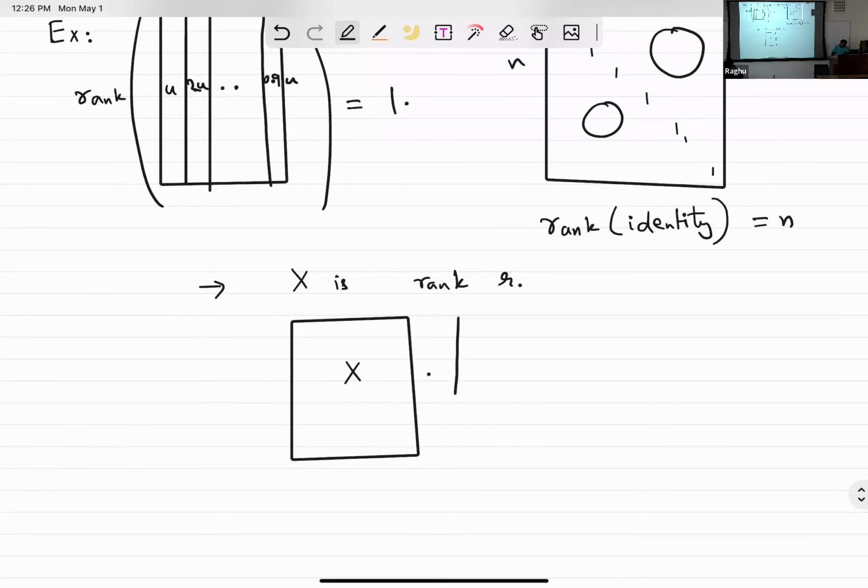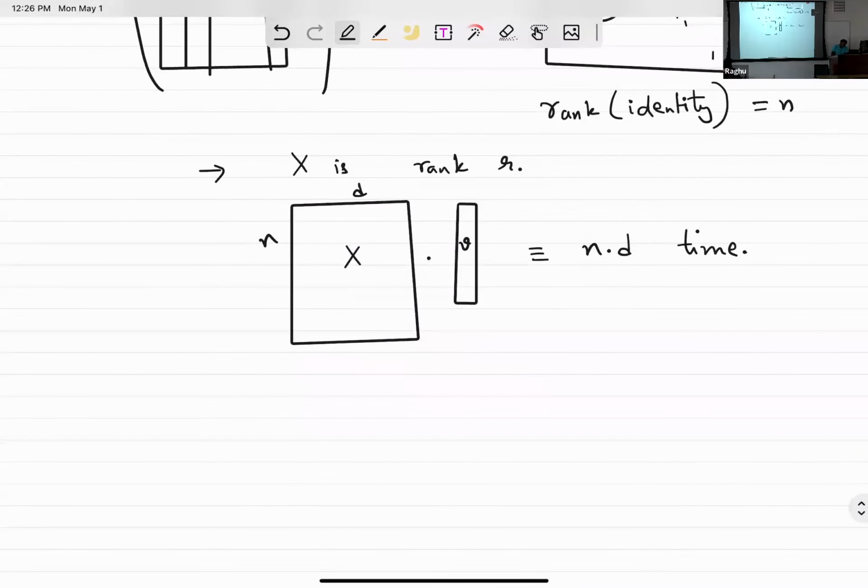To compute X times some vector, let's say V, usually how much time would it take? You would have to multiply every row like this, right? That's going to be n times d time. To compute each cell would involve multiplying this row with vector V, so it would take n times d time. Okay.